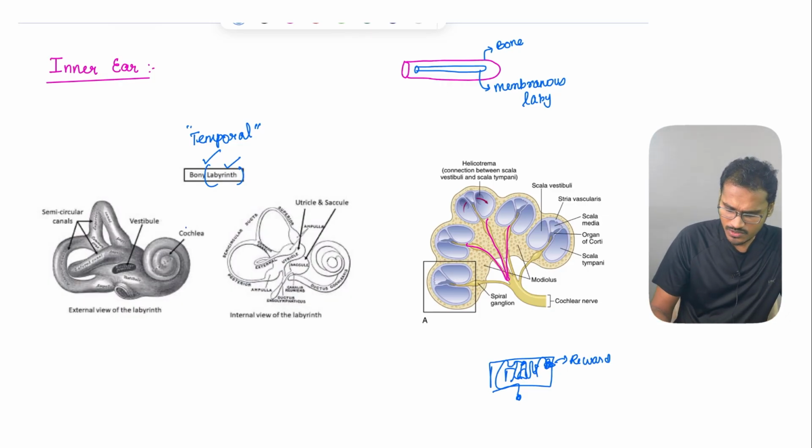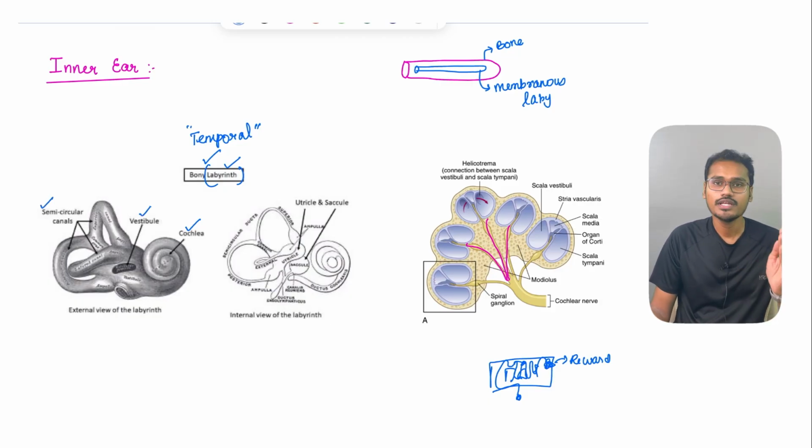Next, what are the structures present? Cochlea, I've already told you. Then there is something called the vestibule, and there are 3 semicircular canals. This vestibule and semicircular canal we will be discussing in the vestibular apparatus.